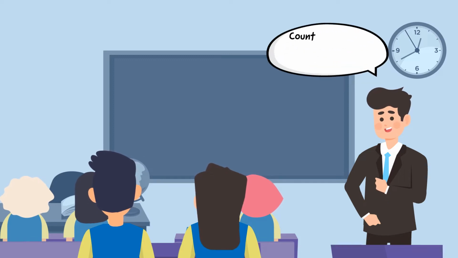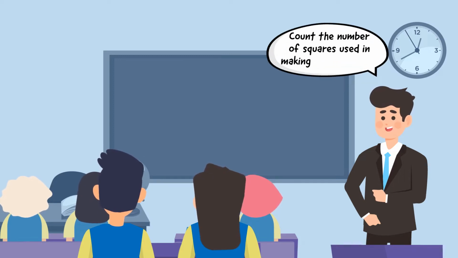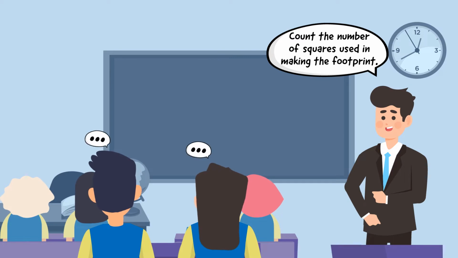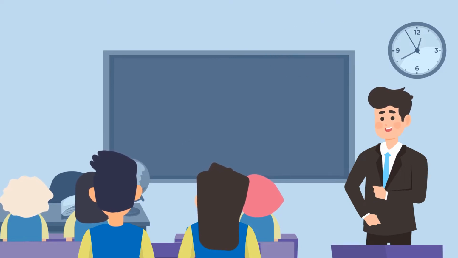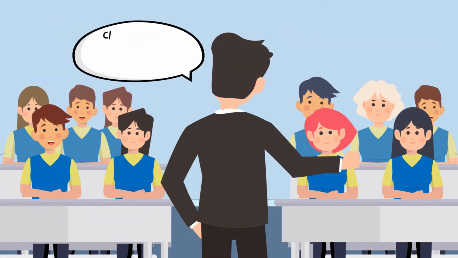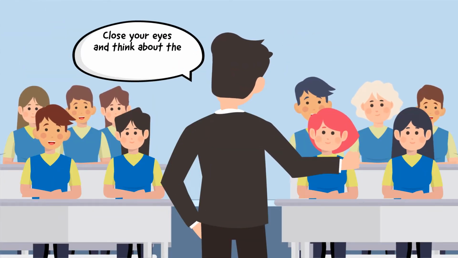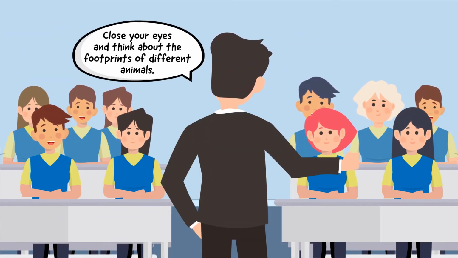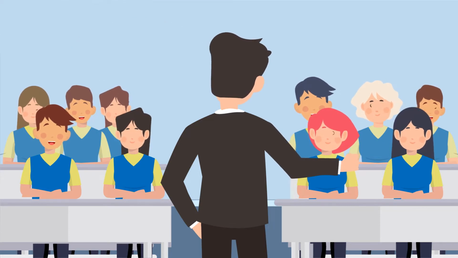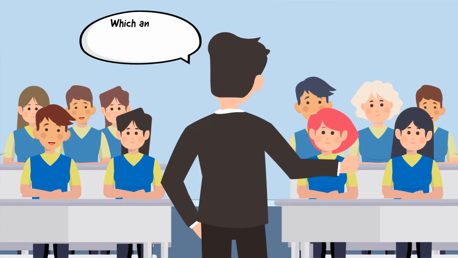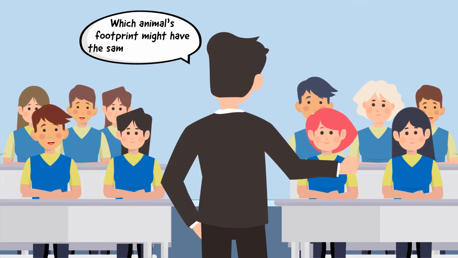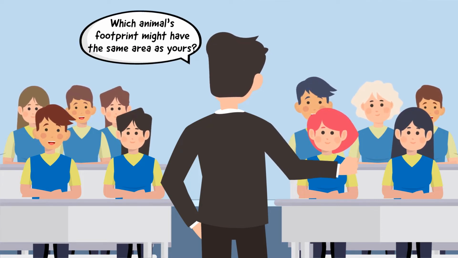Ask them to count the number of squares used in making the footprint. Accept all relevant responses. Continue the discussion by asking the students to close their eyes and think about the footprints of different animals. Ask the following questions to reflect on their observation. Which animal's footprint might have the same area as yours?